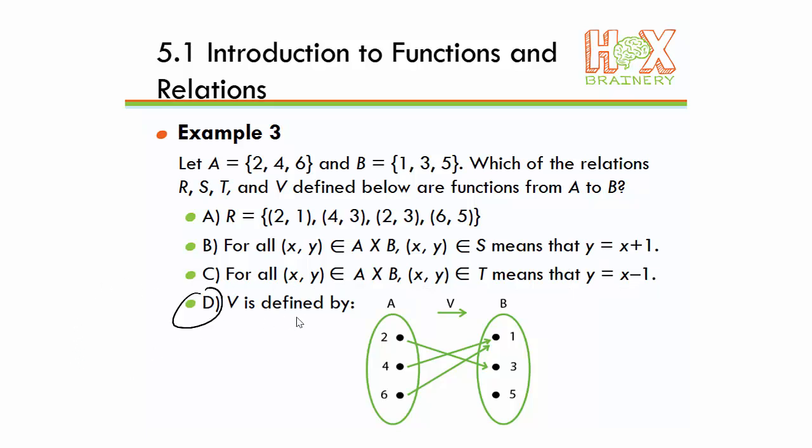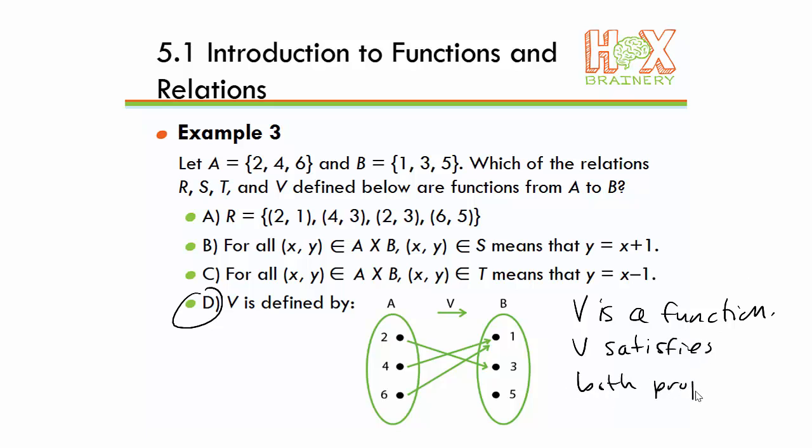And then part D, V is defined by this arrow diagram. So is V a function? Maybe you want to try this one. Pause the video and let me know what you get. So in this case, V is a function. V satisfies both properties. All the elements in set A, 2, 4, and 6 are used, and they're used exactly one time each. It's okay that you have this element here that's not being used. That's fine. It's still a function.